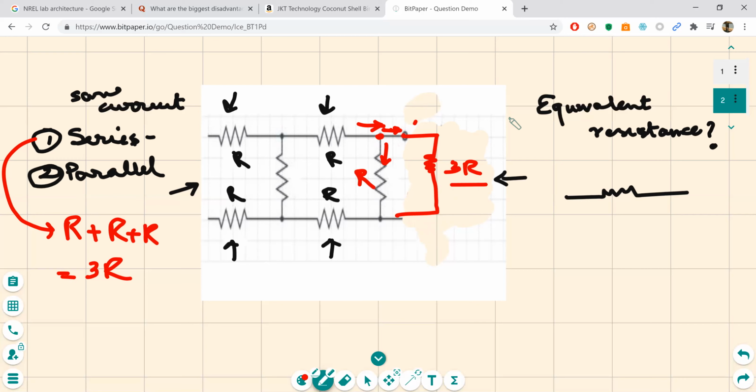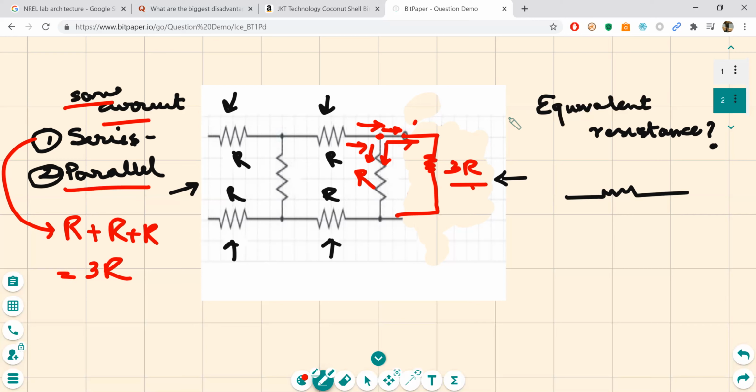Now I ask myself, is 3R and R in series or in parallel? Definitely the same current does not flow through both of them because the current comes in like this, and part of that breaks into R and part of it goes into 3R. So it's not the same current that goes into 3R that comes into R. There is a branching off. And so it's not in series.